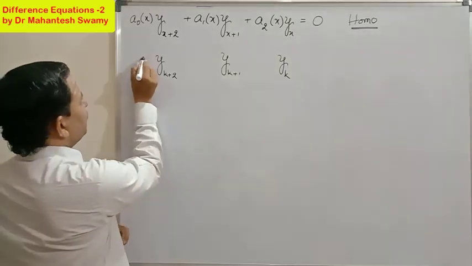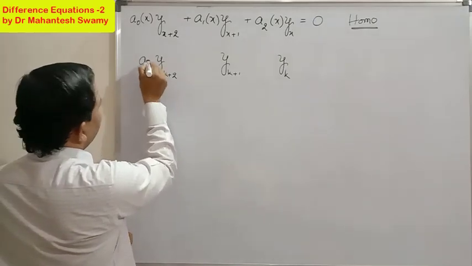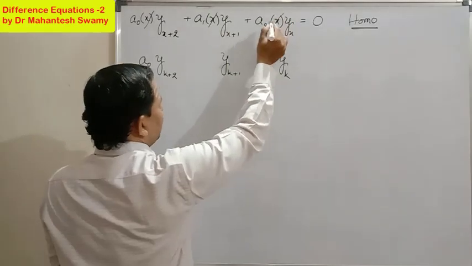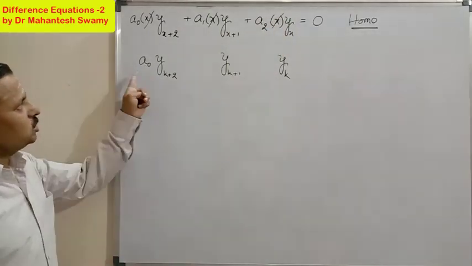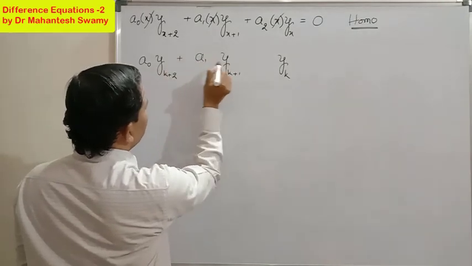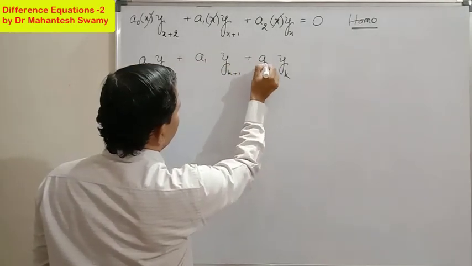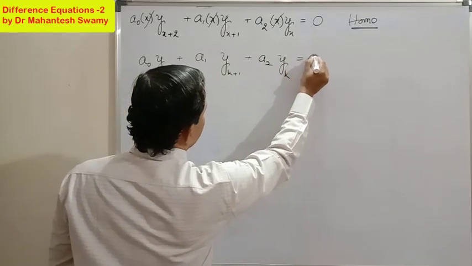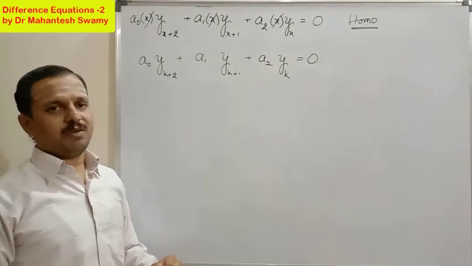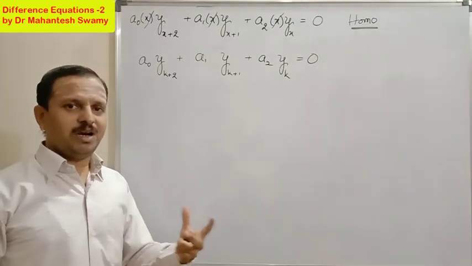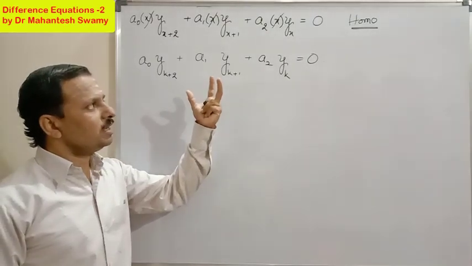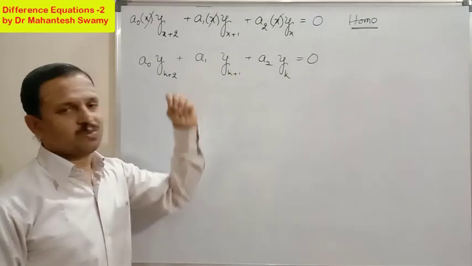So the difference equation will be a0 which is a constant, because we are considering only constant coefficients: a0 y(k+2) + a1 y(k+1) + a2 y(k) = 0. This difference equation we will consider for our analysis, and I will tell you the method of solving a difference equation in this format.